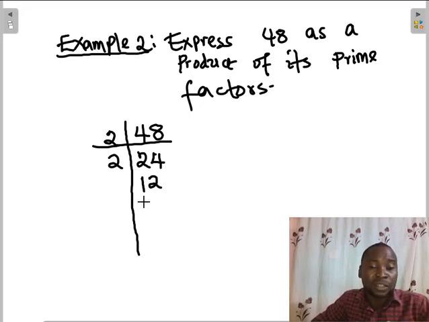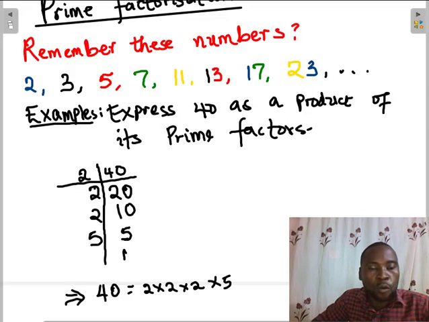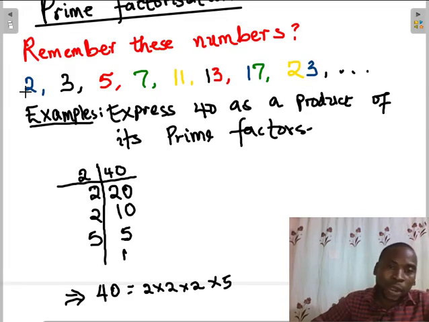Now, can 2 still divide 12? Think about that. Can 2 divide 12? Yes, 2 can divide 12 because 12 is an even number and 2 can divide it. All right, so 2 into 12 is 6. Of course, we know 2 can still divide 6. You still use 2 into 6. That is 3. And then can 2 go into 3? No way. There will be a remainder. So we are done with 2.